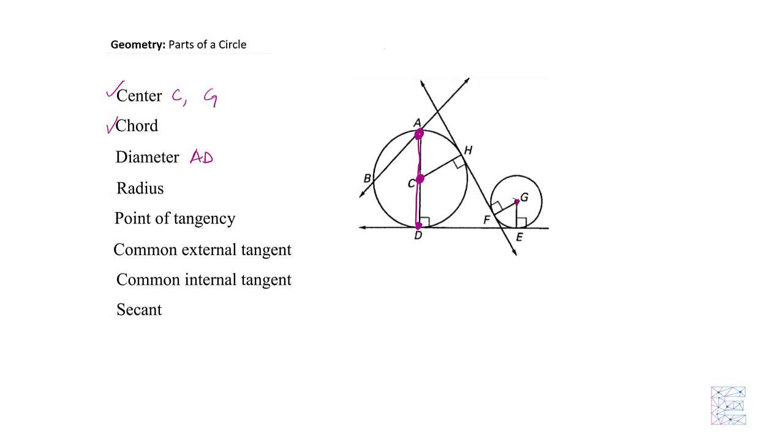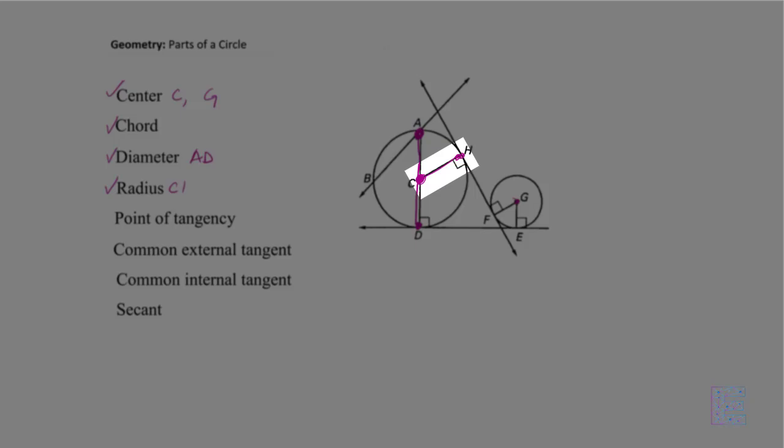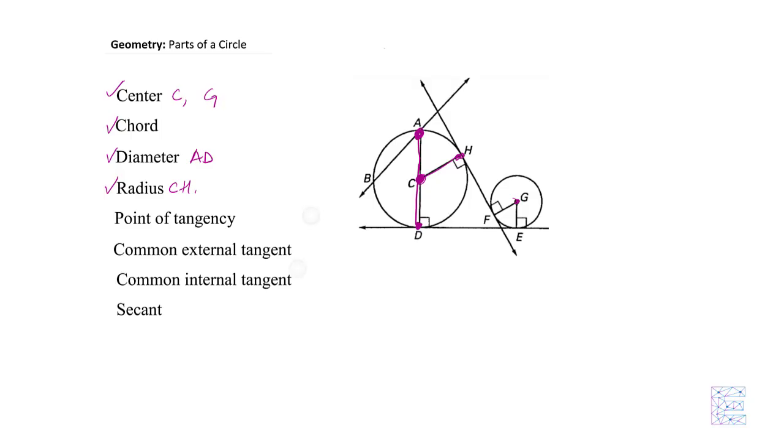Next thing is radius. A radius is half of a diameter. So anything from the center of a circle to a point on the circle, for example, CH, that would be a radius. AC is another example of a radius. CD is another example of a radius. On the smallest circle, FG is a radius, and of course GE is also a radius.